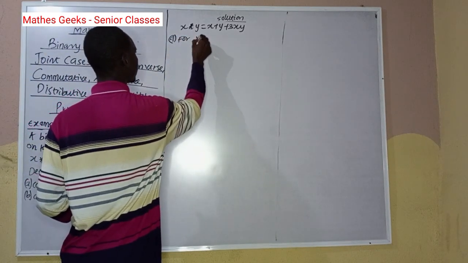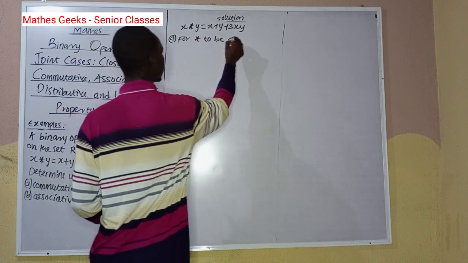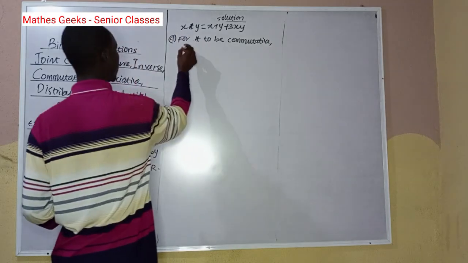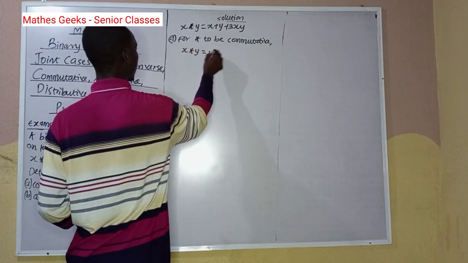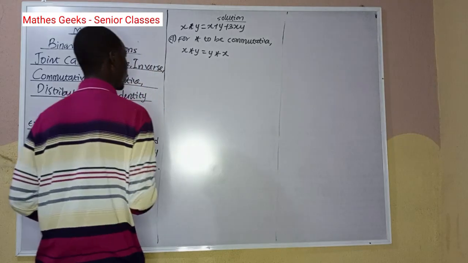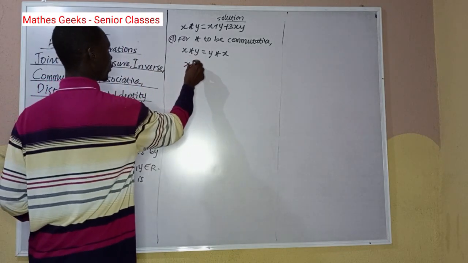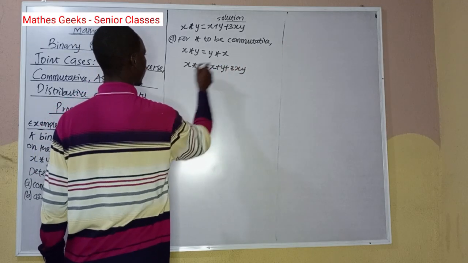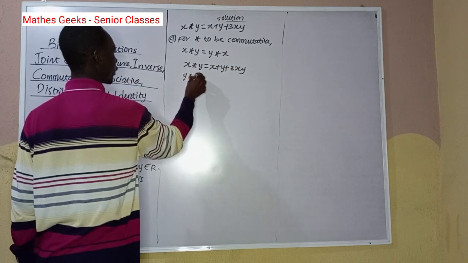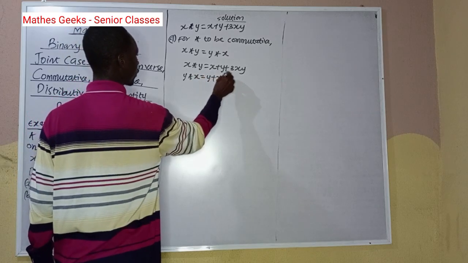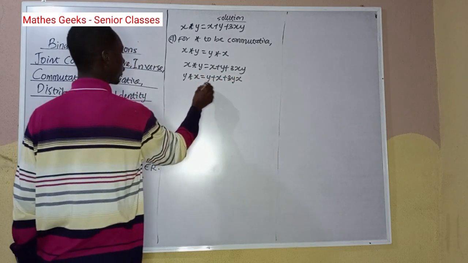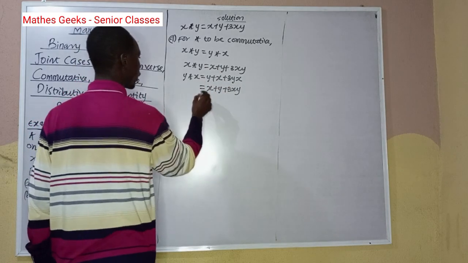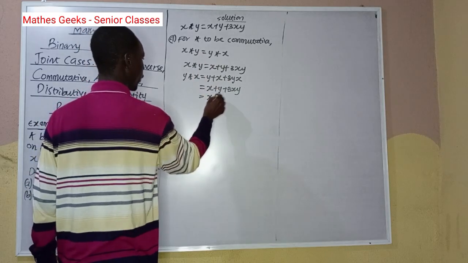For star to be commutative, that means x operation y must be equal to y operation x. x operation y is equal to x plus y plus 3xy, and then y operation x is equal to y plus x plus 3yx, and this is also equal to x plus y plus 3xy, which is just what x operation y is.